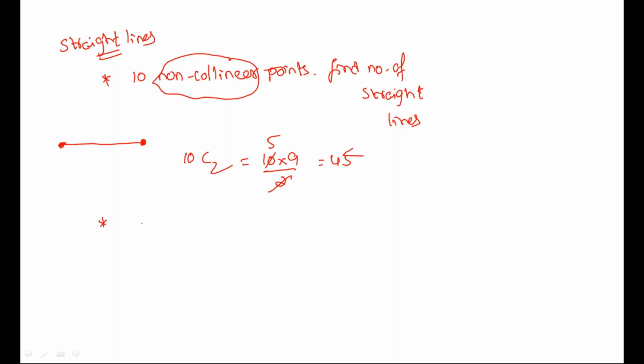Now in a similar way, 10 non-collinear points. So 10 points. Hope you understand the first one, 10C2. You require 2 points to draw a line, right? Now 10 points, among which 4 are collinear. Now 4 points are collinear. Find the number of straight lines.